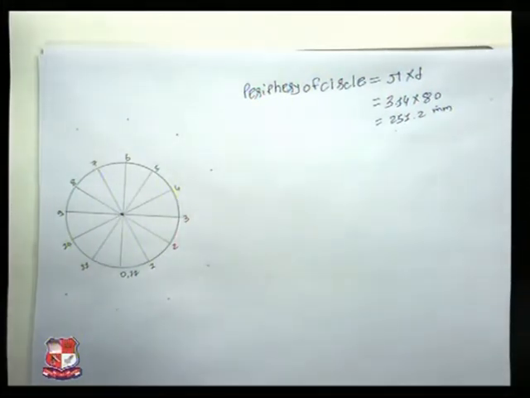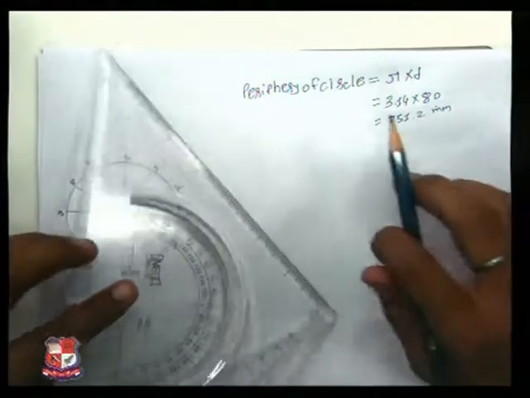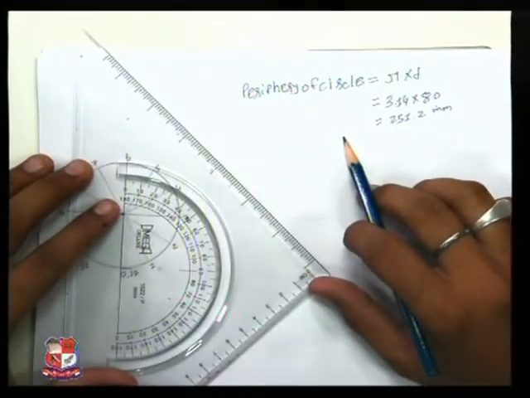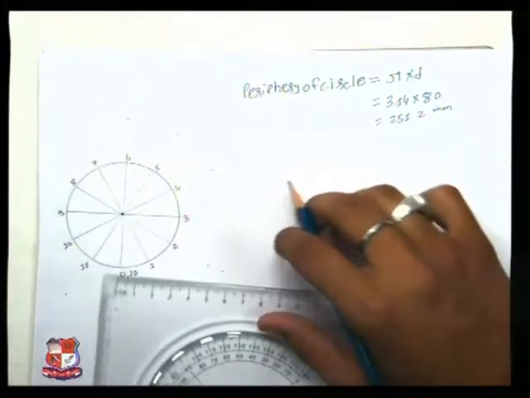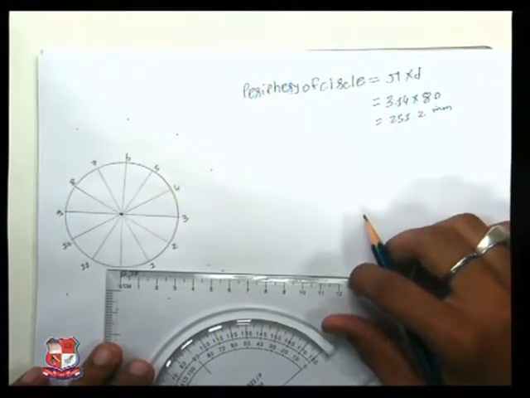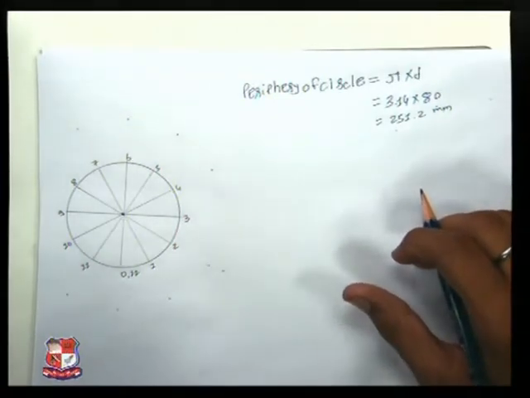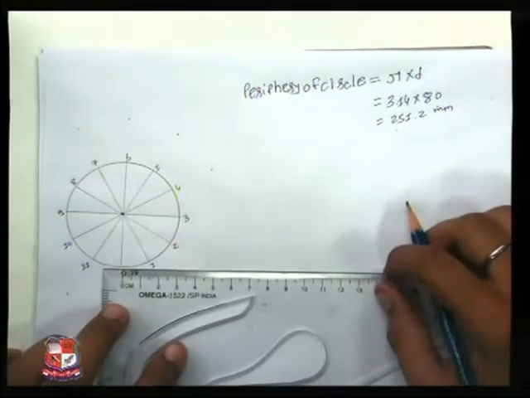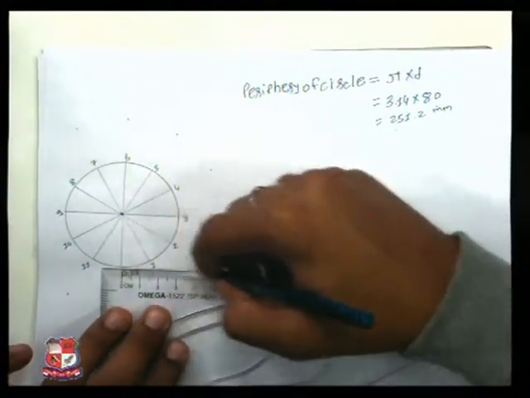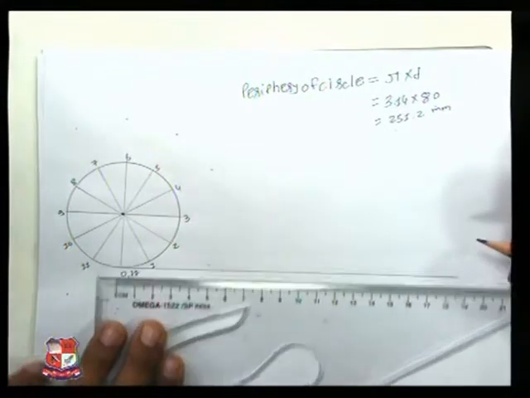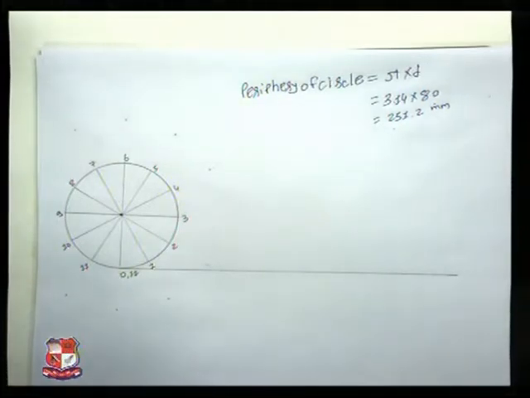So we will draw a perpendicular line from this 0 to 12. Mark a perpendicular portion and we will draw a 251 mm long line like this. I have drawn a 251 mm long line.